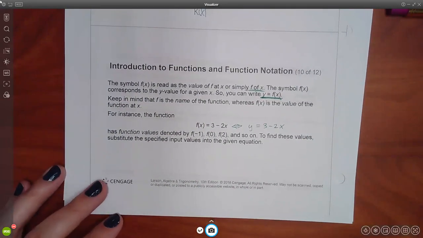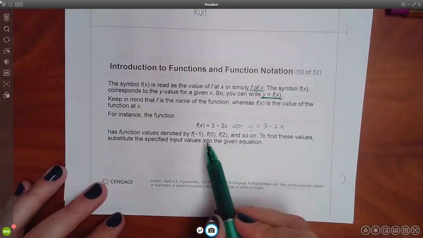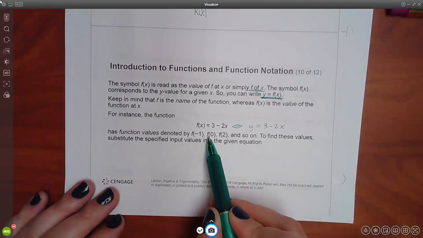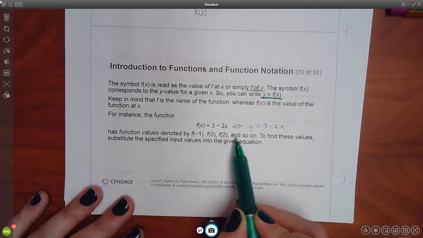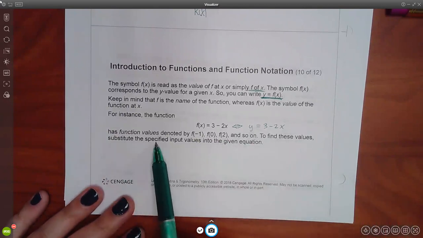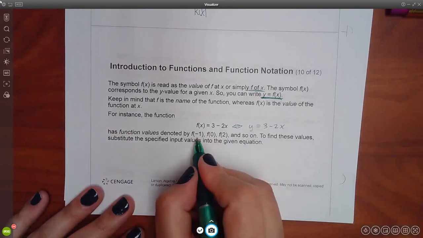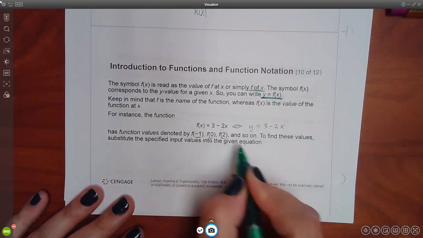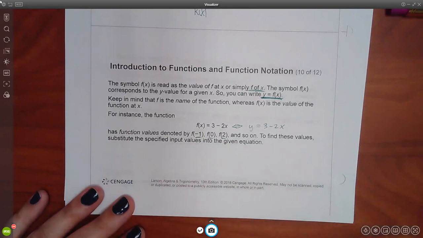And it says the function has values denoted by f of -1, f of 0, f of 2, and so on. To find these values, substitute the specified input, because remember, what's in the parentheses is the input. What you get out of that is the output, okay?